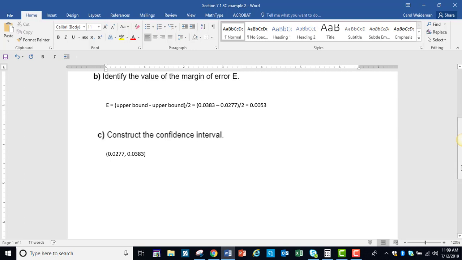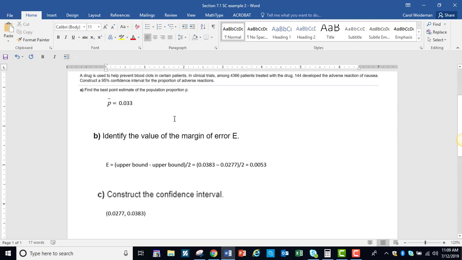And if you notice, if you take the point estimate and you subtract the margin of error, you'll get the lower bound of the confidence interval, and if you take the point estimate and add the margin of error, you'll get the upper bound of the confidence interval. So when you're working the problems in MyStatLab, you'll have to follow these steps in order to be able to use StatCrunch.